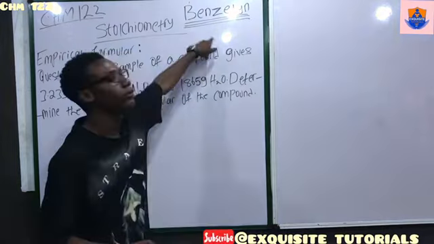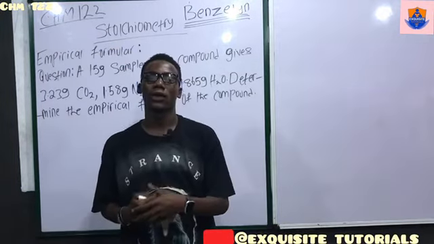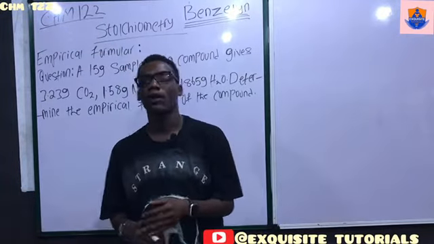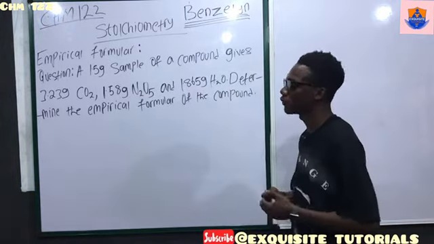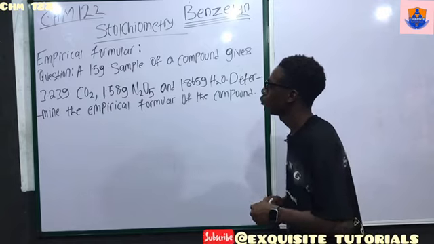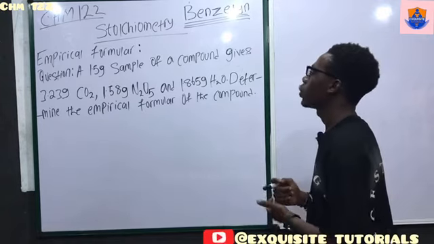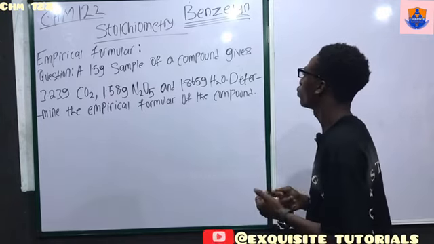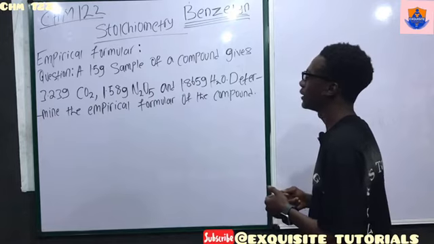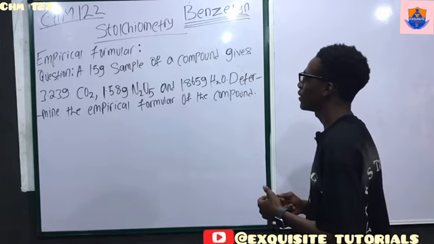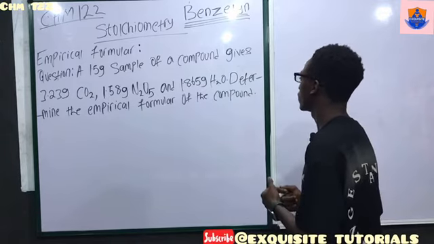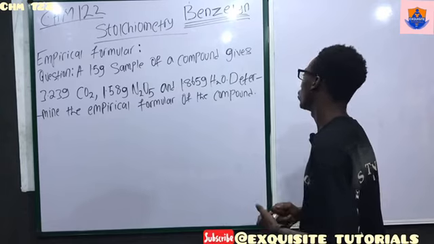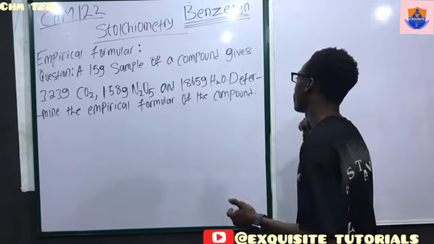We're still on empirical formula, and we have some problems here to solve. On the board we have a question. It says a 1.5 gram sample of a compound gives 3.23 gram of CO2, 1.58 gram of N2O5, and 1.865 gram H2O. Determine the empirical formula of the compound.